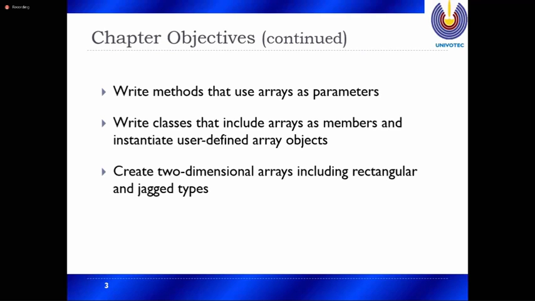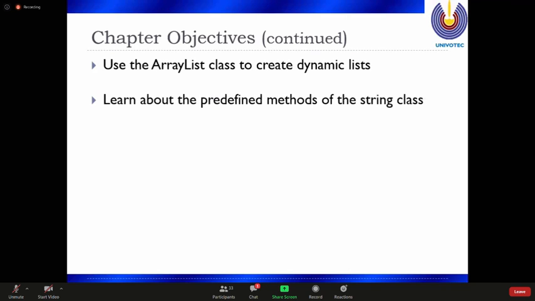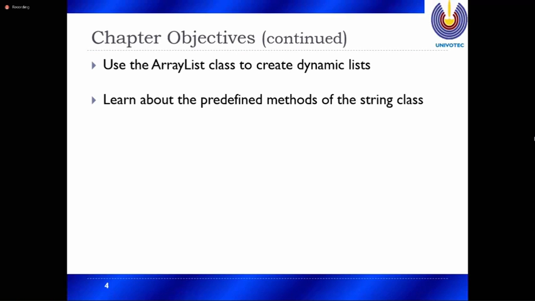Create a two-dimensional array, including rectangular types. Two types of array are there, and use a multi-dimensional array. Use the ArrayList class to create a dynamic list. Then you can use an array as a function parameter also. Then you can give many variable values continuously; that you can use the array.